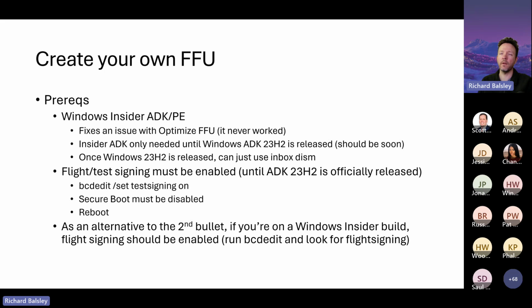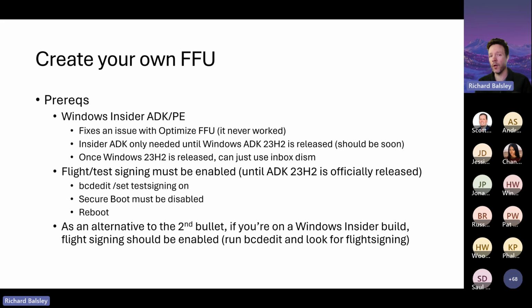And so what we've had to do in the code is effectively make it so that we're using DISM from the Windows Insider ADK in order to leverage optimize FFU. So you need to download the Windows Insider ADK and the Windows PE from there. And this is only going to be necessary until Windows ADK 23H2 is released, and it should be soon.